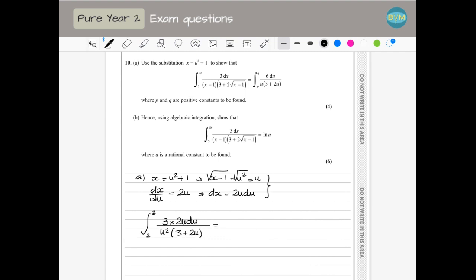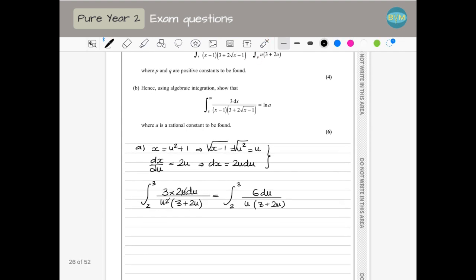And I can simplify a bit, so I can divide by u, and I have the integral between 2 and 3, 2 times 3, 6, du divided by u times (3 plus 2u) du, which is what I have to prove. And they asked me the values of p and q, which are 2 and 3. So p is 2 and q is 3. And that's it, that's the first part.